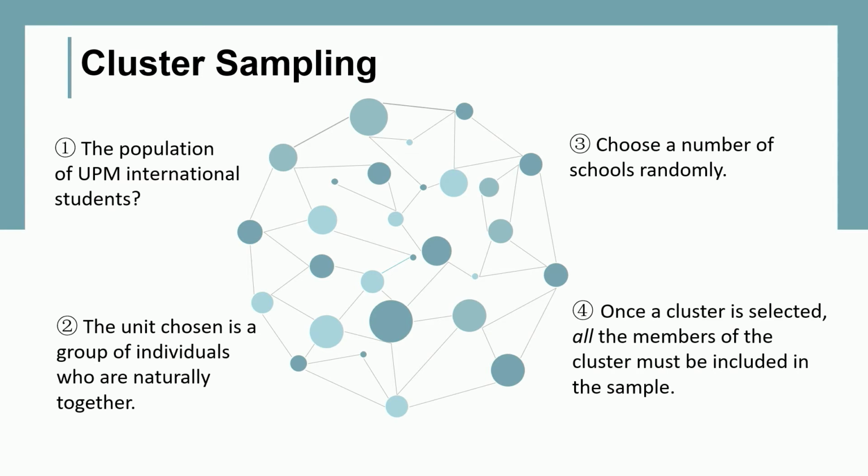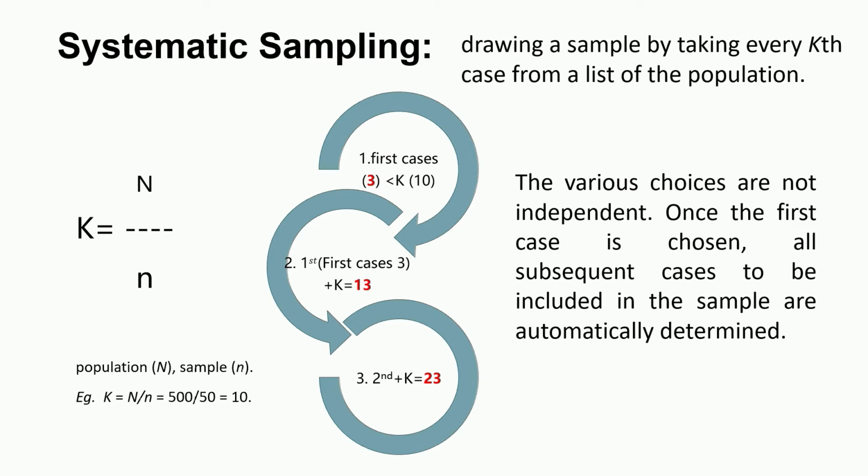Still another form of probability sampling is called systematic sampling. This procedure involves drawing a sample by taking every kth case from a list of the population. First, you decide how many subjects you want in the sample. Here we say 50. And because you know the total number of members in the population, we take it as 500. You simply divide 500 by 50 and determine the sampling interval k equals 10 to apply to the list. Select the first member randomly from the first k members of the list.